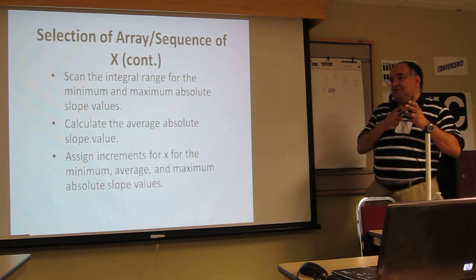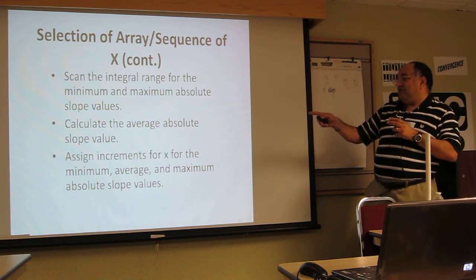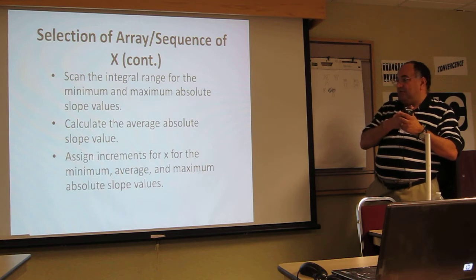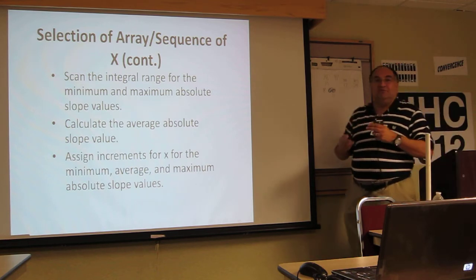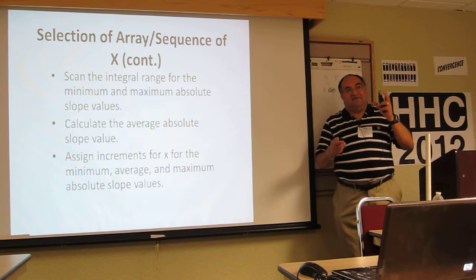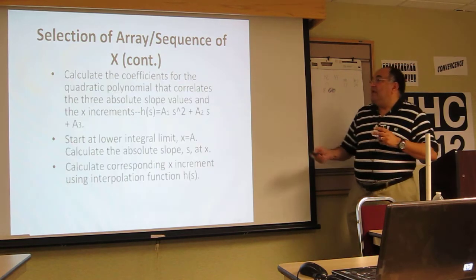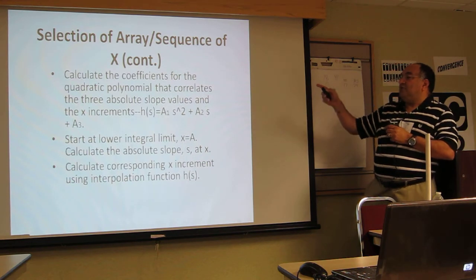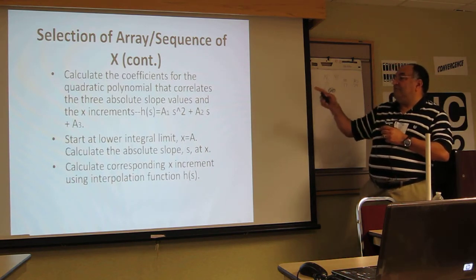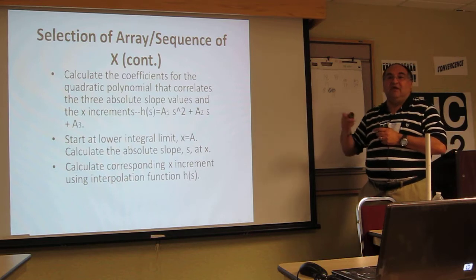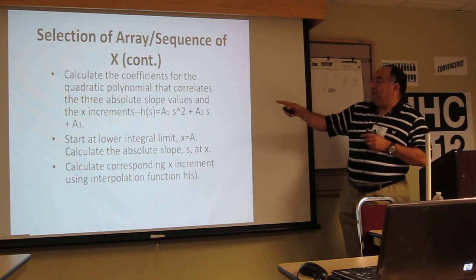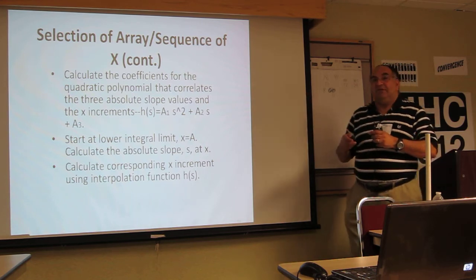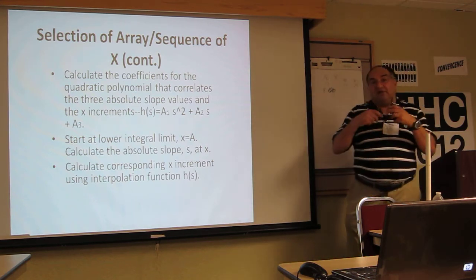So I have 3 slope values. Then I assign increments for x to be associated with the minimum, average, and maximum absolute slope values. So now I have 3 points, and I calculate the coefficients for a quadratic polynomial that correlates the 3 absolute slope values and the 3 x increments that I've assigned. And I obtain a polynomial h of s. S is the absolute slope value, and h is the increment. And I'm going to use that throughout the integration.